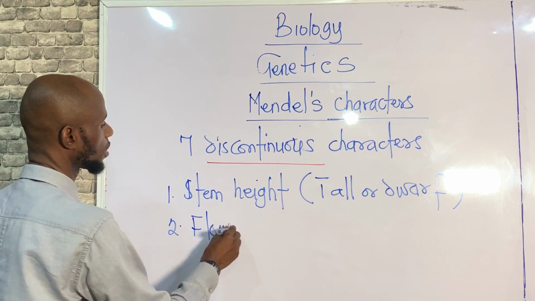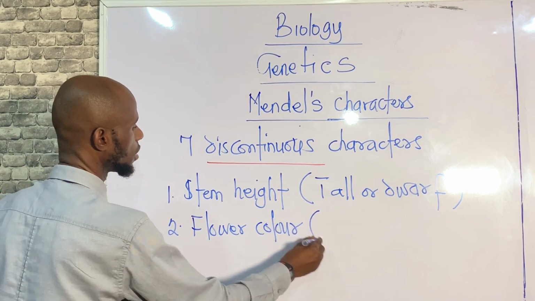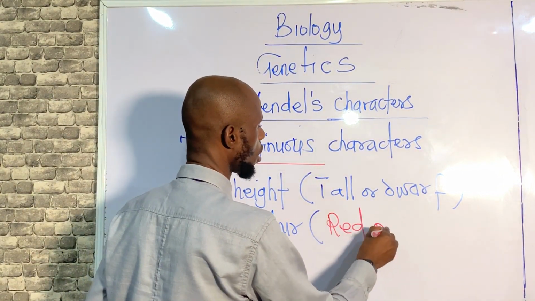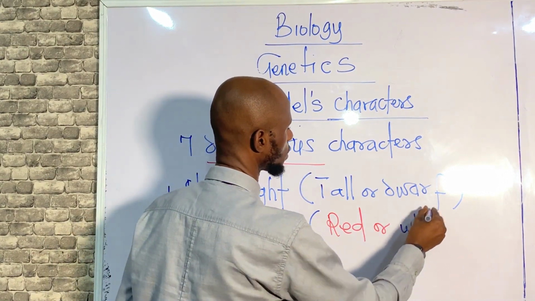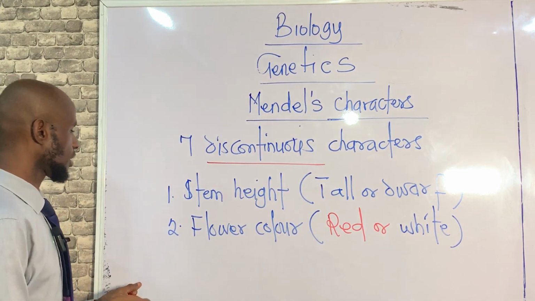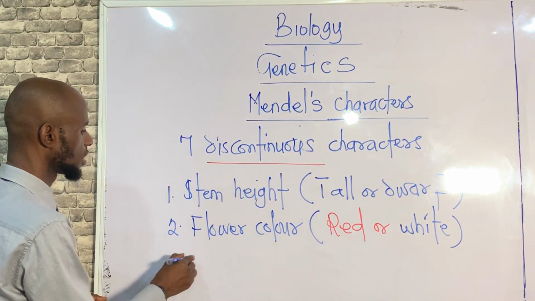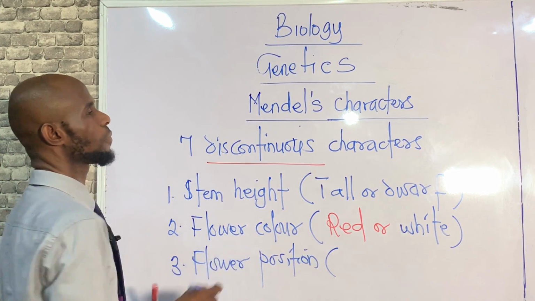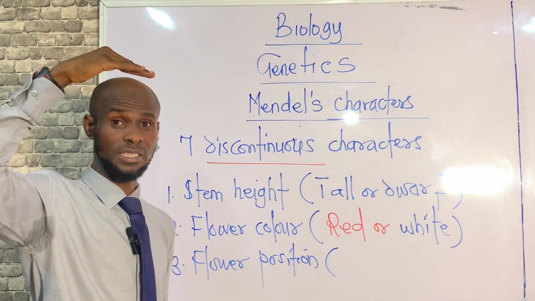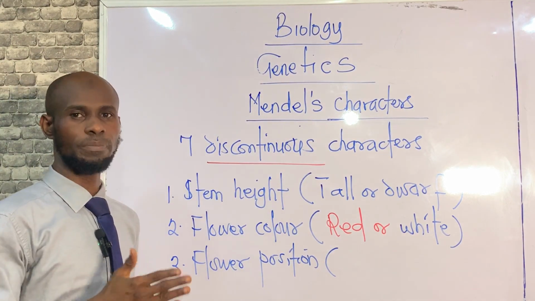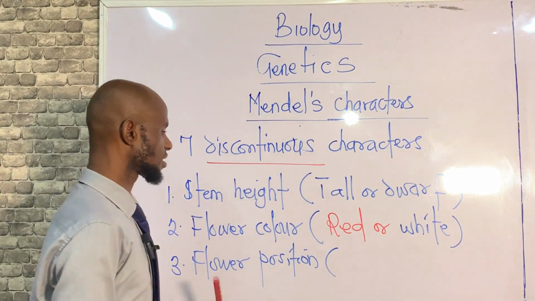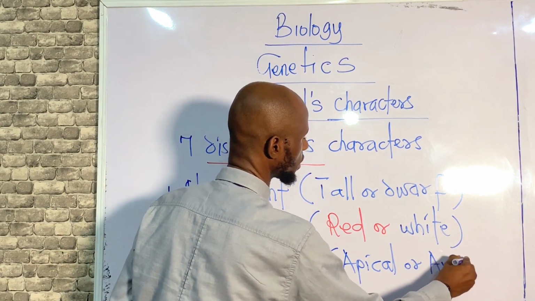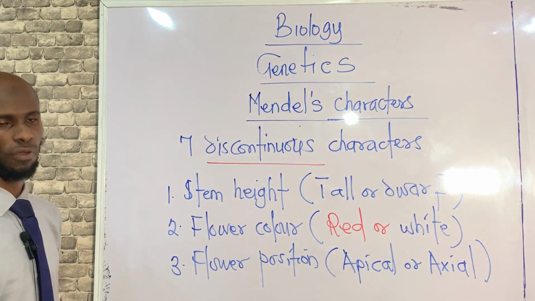So we say the flower color. The flower color could either be red, let me use the red marker, or white. Another flower trait is the flower position. The flower position could either be at the top, that is the apical, or it can be at the side, that is the axial. So we can say apical at the top or axial, that is at the side. That's the position of the flower.